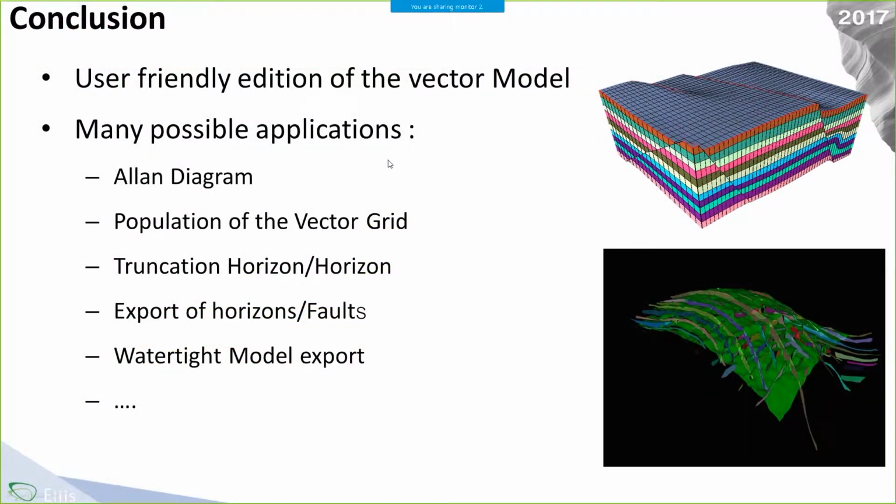As you can see, our watertight model is user-friendly because it's based on the sequence stratigraphy of PaleoScan. Due to this, you have all the interactivity to create layers, to edit and change this watertight model. You then have many possible applications, like Allan diagrams. Also, you can create fault polygons. And in the future, it will be possible to export this model or to populate the cells of this model.